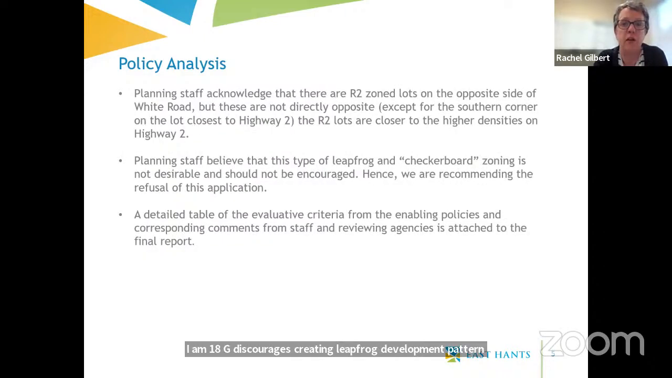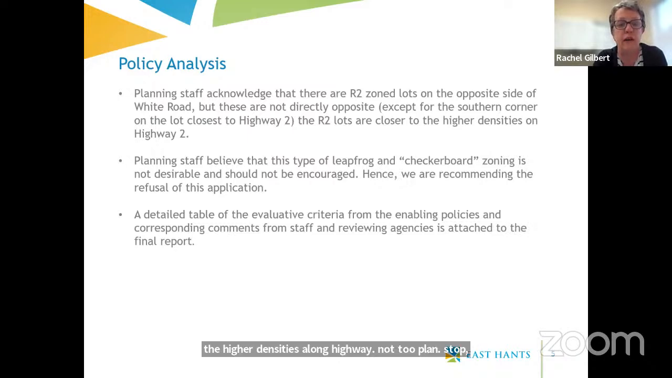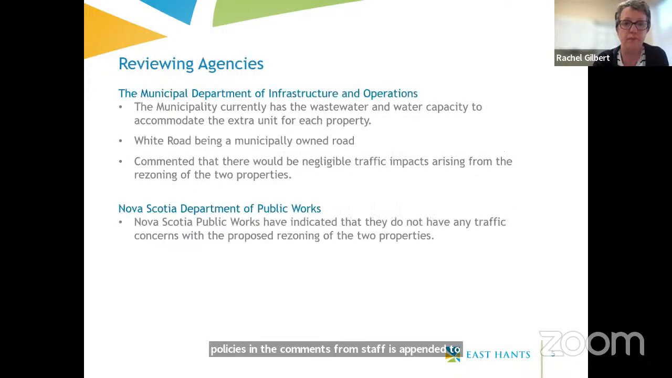So planning staff acknowledge that there are R2 lots on the opposite side of White Road, but these are not directly opposite except for a small portion of the corner of one of the lots. The lots that are zoned R2 are closer to the higher densities along Highway Number 2. Planning staff believe that this type of leapfrog or checkerboard zoning is not desirable and should not be encouraged. Hence, we are recommending the refusal of this application. And a detailed table of the criteria, policies and the comments from staff is appended to the final staff report.